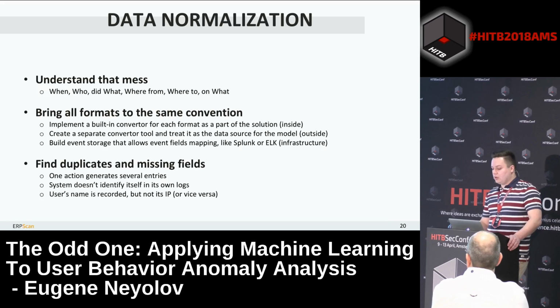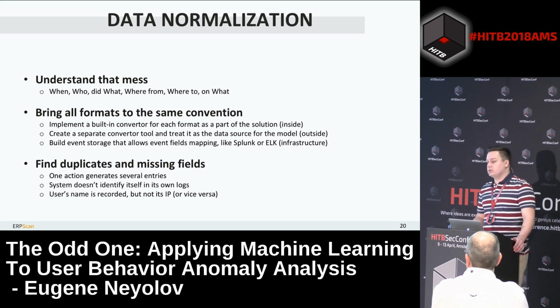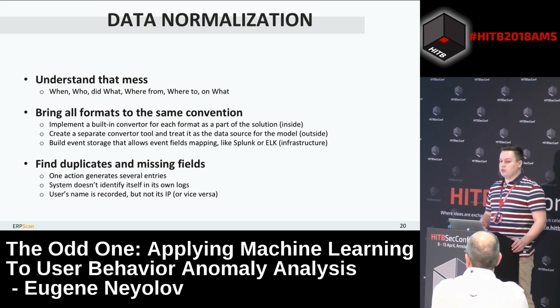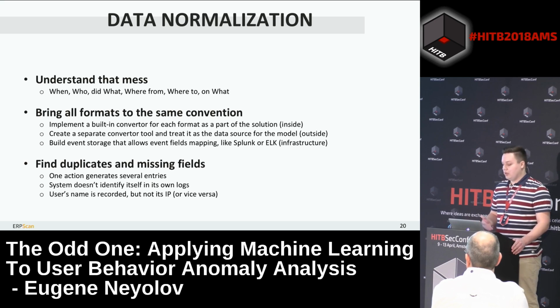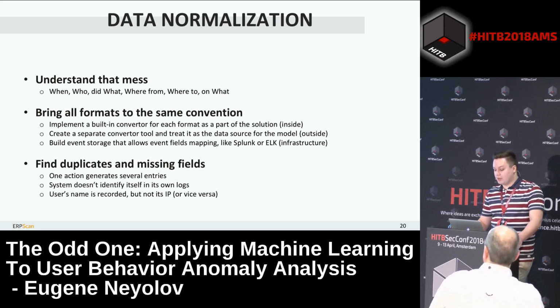And finally, you must check if there are any duplicates or missing fields in the data. For duplicates, the most common scenario is when one action generates several events, like when the user signs in, provides a password and presses enter, and several events are generated, like the user login, the password check, and so on. So we may want to prioritize them and maybe exclude them from the analysis.